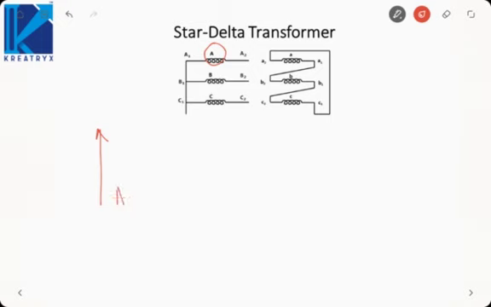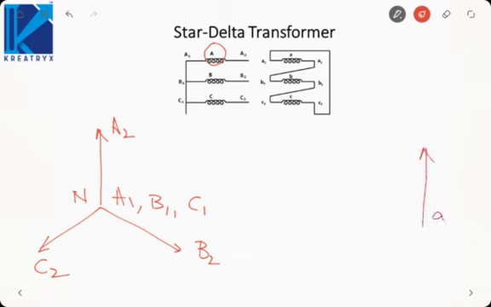This will be A1 to A2. Then A1 is connected to B1. This will be B1 to B2, 120 degree lagging. Then B1 is connected to C1. This will be C1, C2, again 120 degree lagging. This will be my neutral point. Now let us draw the secondary phasor.